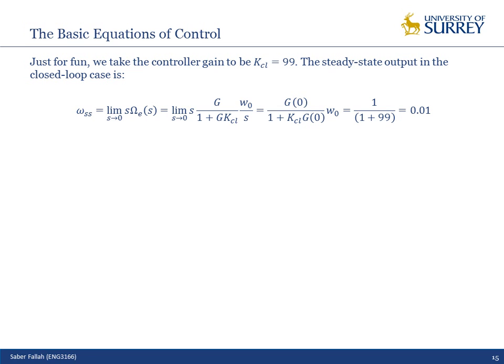Is that clear to everyone? How can we get benefit from the closed loop system? Much lower error. For the open loop, I have 100% error. For the closed loop system, I have 1% error. Okay? A 99% improvement in the steady state error.